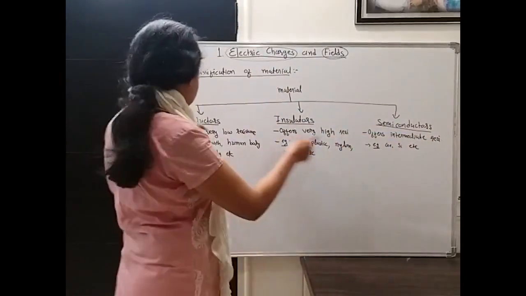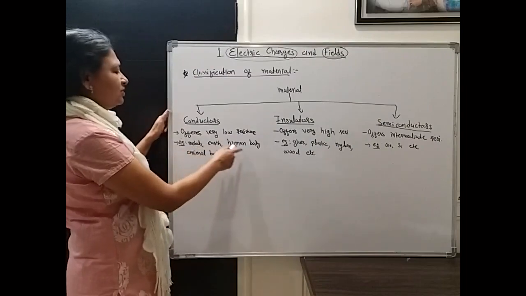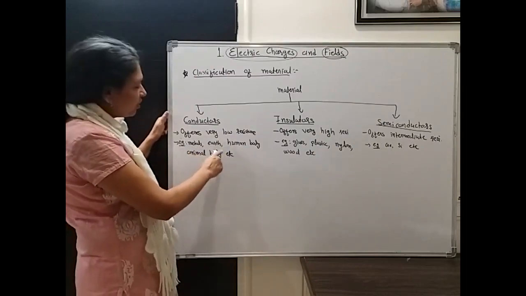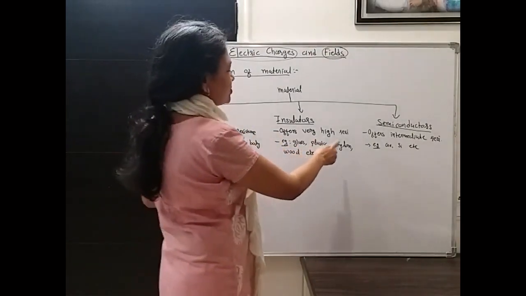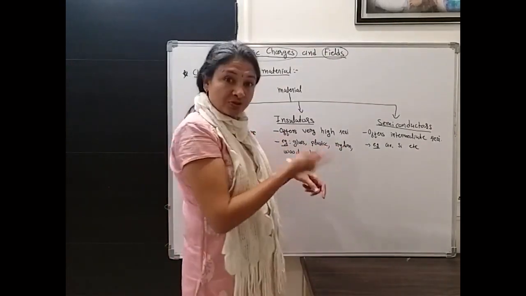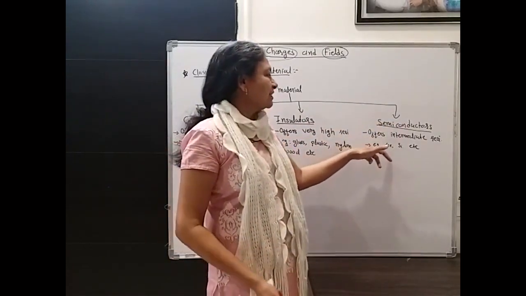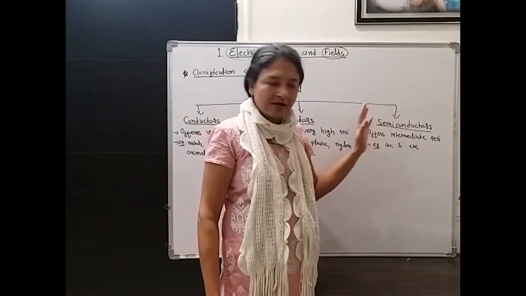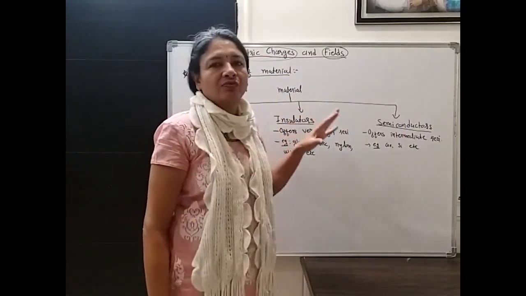Okay. Now examples. Examples of conductors are all metals, earth, human body, animal body, all of them are conductors. While glass, plastic, nylon, wood, porcelain, all of them are insulators. Examples of semiconductors are germanium, silicon and others. Okay. So this is the classification of the material.